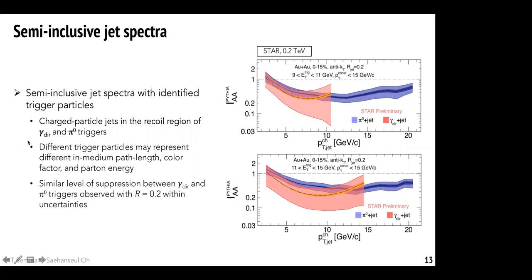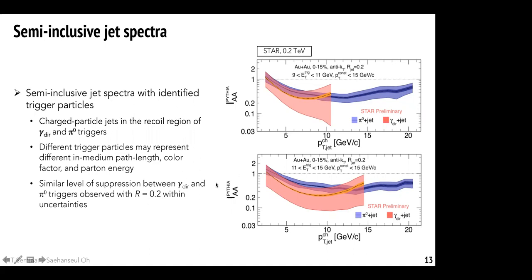And by comparing these two results, different trigger particles may represent different in-medium path lengths, different color factors, and different parton energies. So they have widely different characteristics in heavy ion collisions. So we have a preliminary result on the IAA for pi0 jet and direct photon jet.